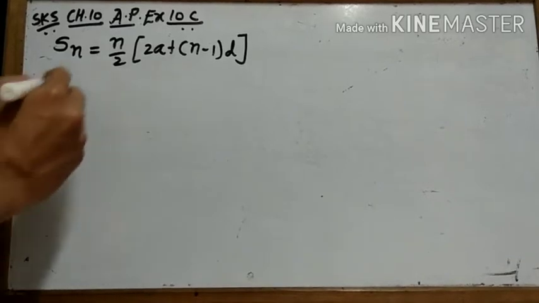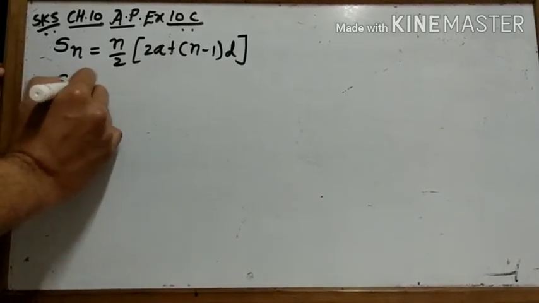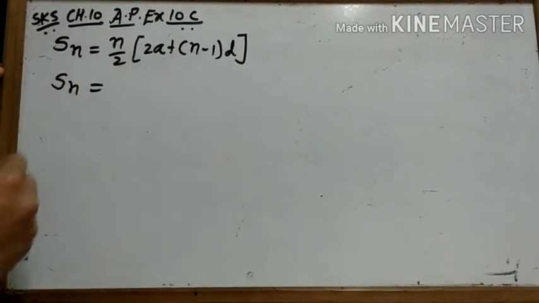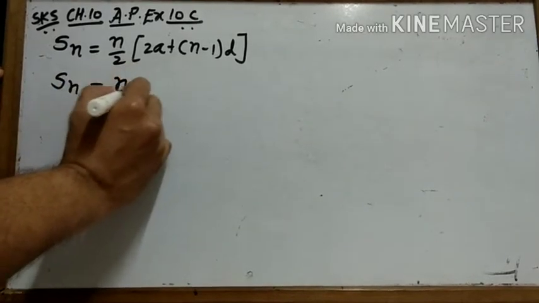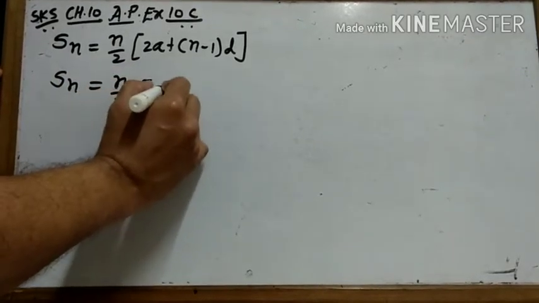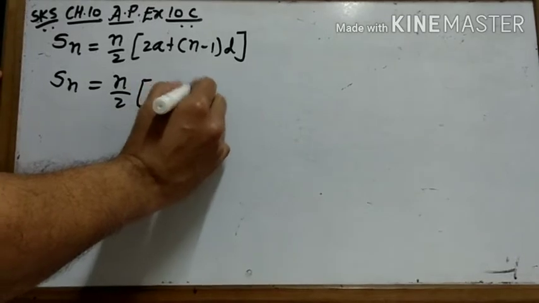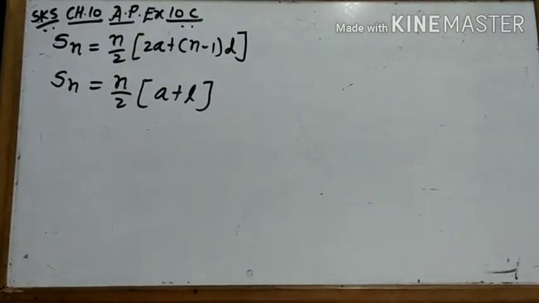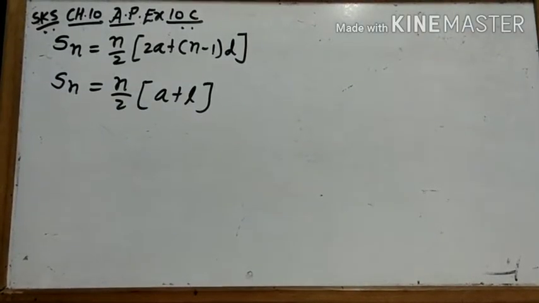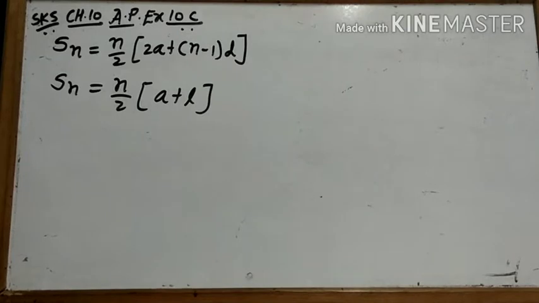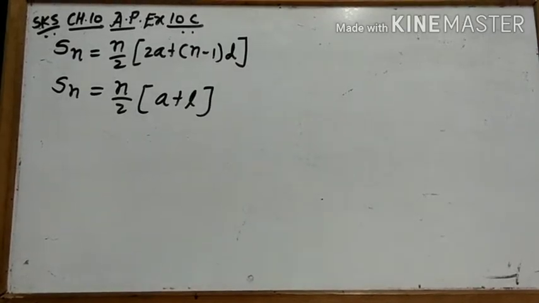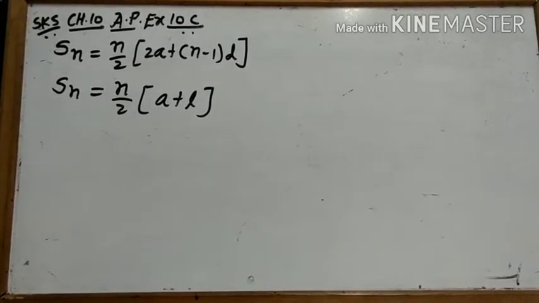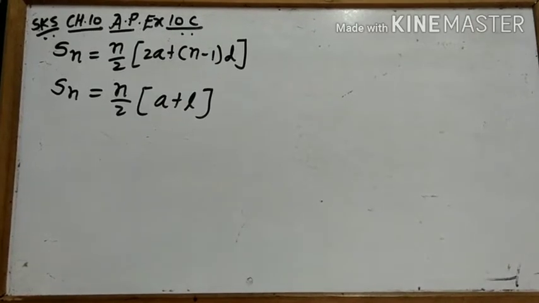Sometimes we may be knowing the last term of a particular AP. In that case, Sn can be calculated by a very simplified formula: n by 2 square bracket, a plus l, where l stands for the last term. We are going to use these two formulae as well as the Tn formula in this particular exercise. Of course, in the chapter we have already used them.